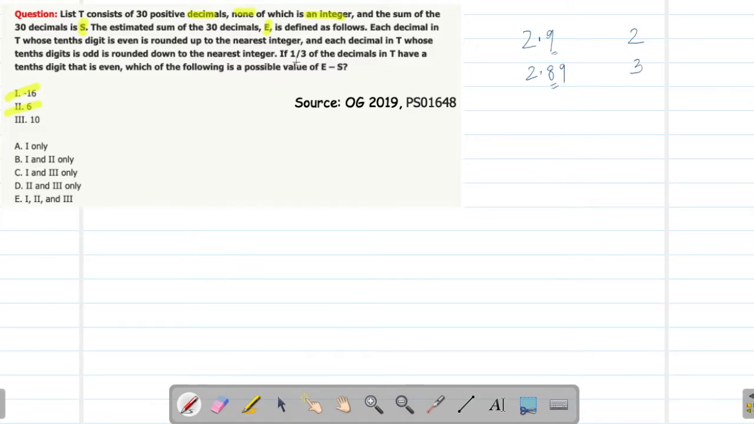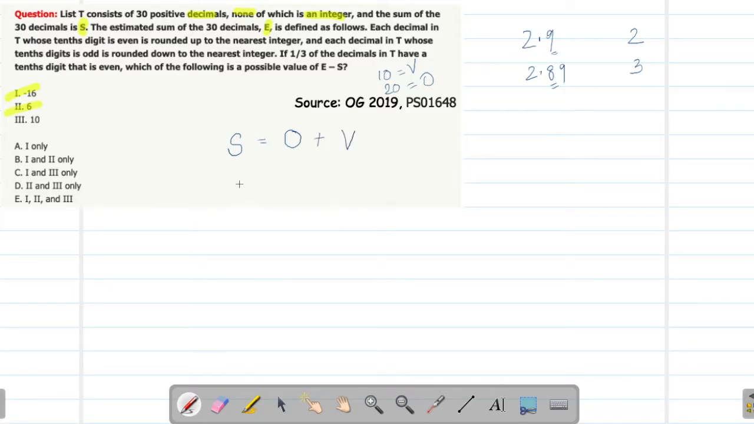It's also given that there are 10 numbers that have even as the 10th digit, and there are 20 numbers which have odd as the 10th digit. Let me start by calling all the numbers that have even in the 10th digit as V, and all the numbers that have odd in the 10th digit as O. So we are given S, which is the sum of the 30 numbers, as all the numbers that have odd as the 10th digit plus all the numbers that have even in the 10th digit.